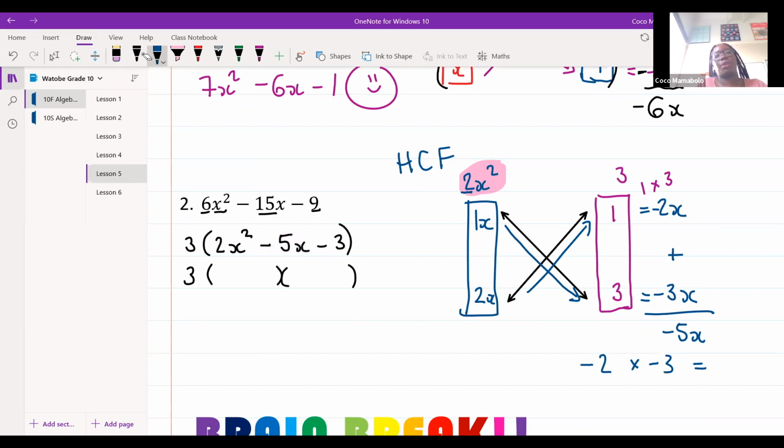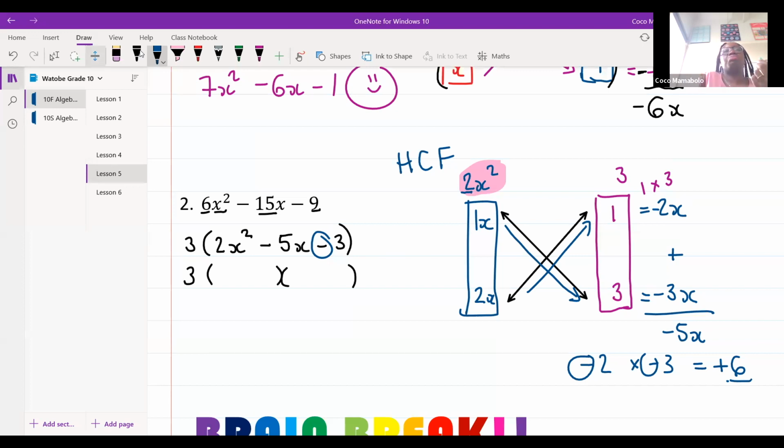Negative 2 times negative 3, what's that going to give me when I'm multiplying them together? If I add them, they're going to give me -5. But if I multiply them, they're going to give me +6. I'm going to get a negative, and a negative will give me a positive, and 2 times 3 will give me 6. I need a negative. So that's not going to work, guys.